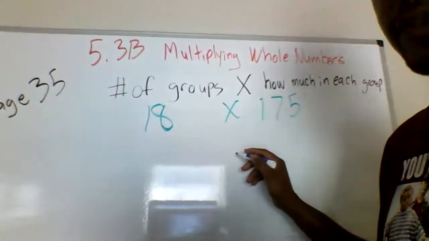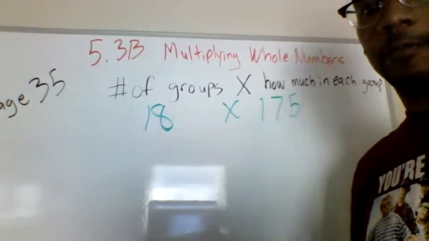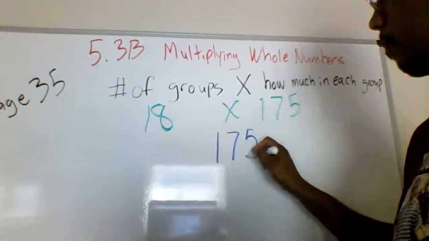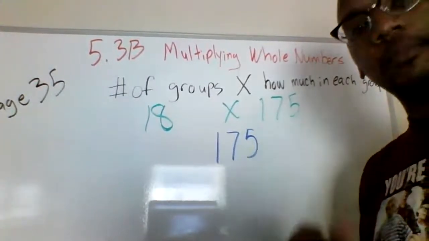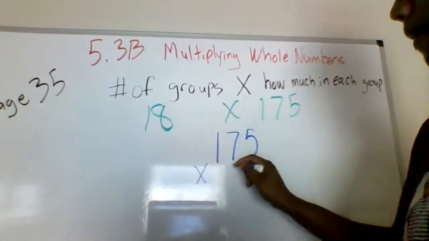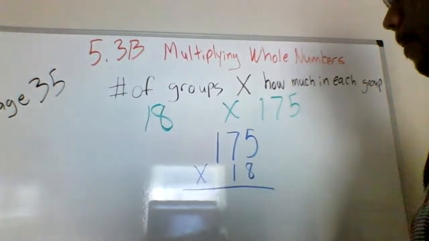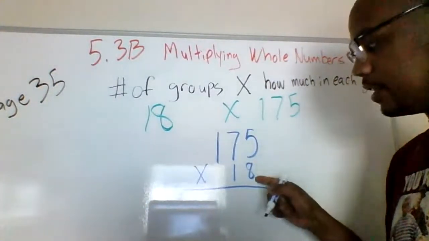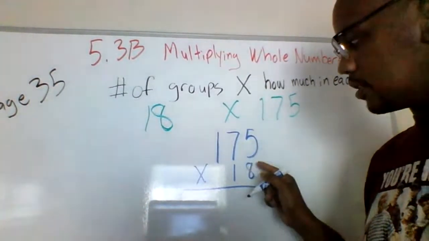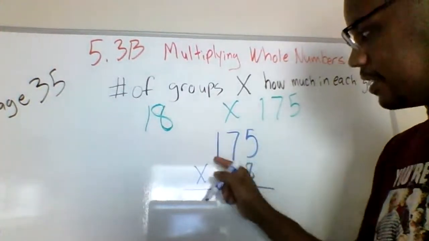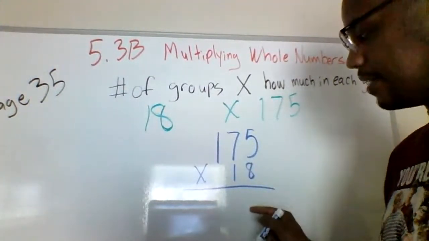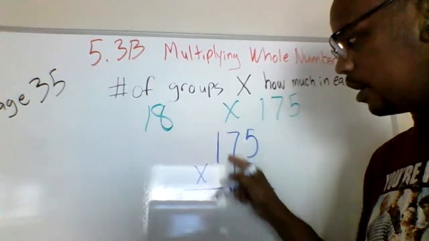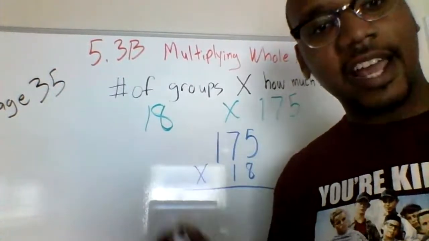Again, 175 goes at the top, right? 18 goes at the bottom. All right? Now, again, standard, everything times 8. So 8 times 5, 8 times 7, 8 times 1. Then you put a placeholder 0, then everything times this 1 at the bottom. 1 times 5, 1 times 7, 1 times 1. Right? It's called standard algorithm.